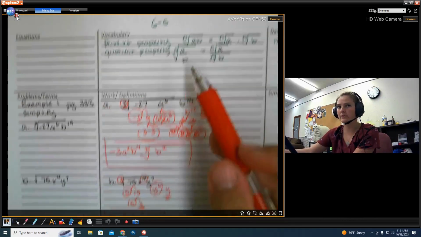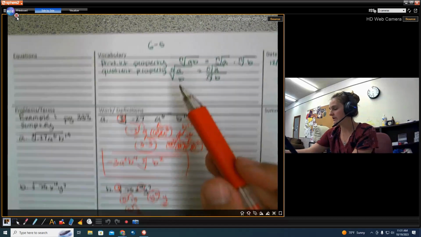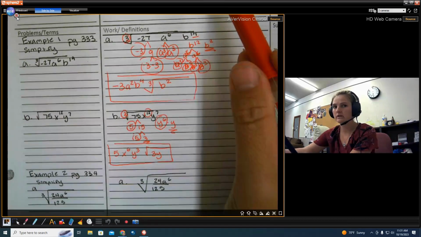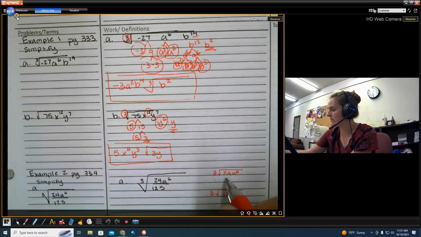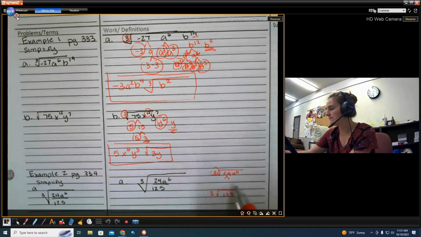So using the quotient property that we wrote down up here, we can separate this into the cube root of 24a to the 6th divided by the cube root of 125. Okay, and this just makes it more simple. We can do it the way that we have been doing it. So remember, with a cube root, we need to get groups of 3. So this is going to be 3 divided by 8, 4, and 2, and this can be 2 and 2.